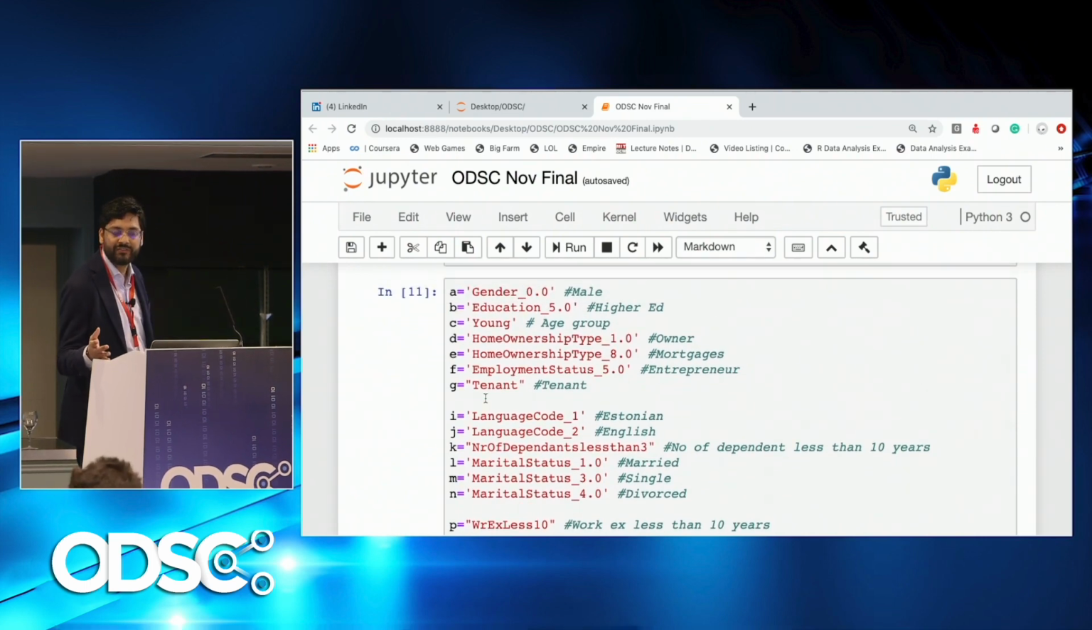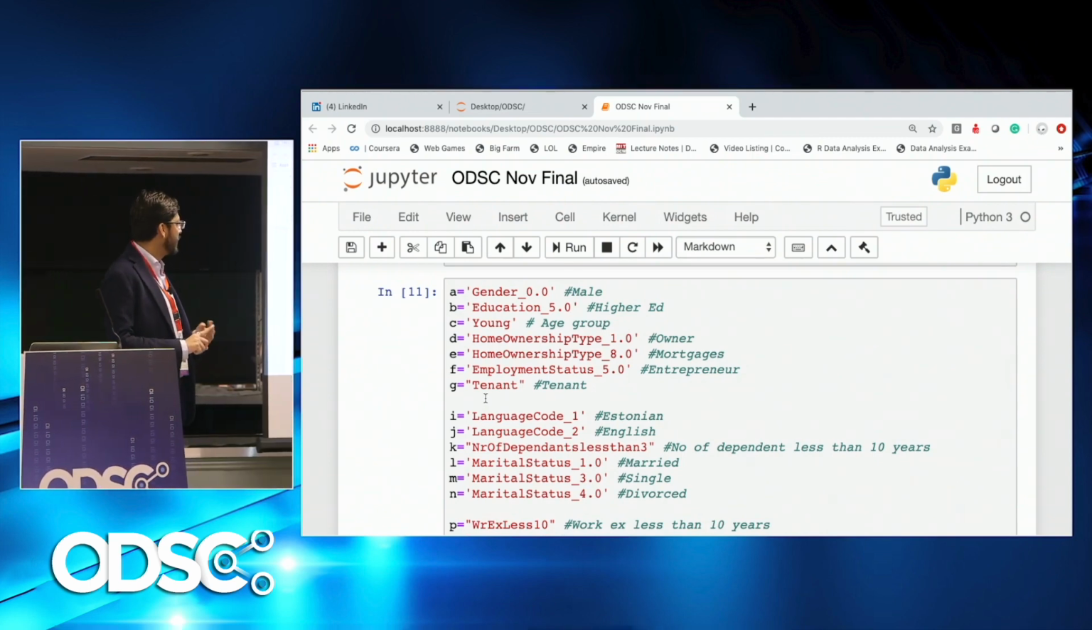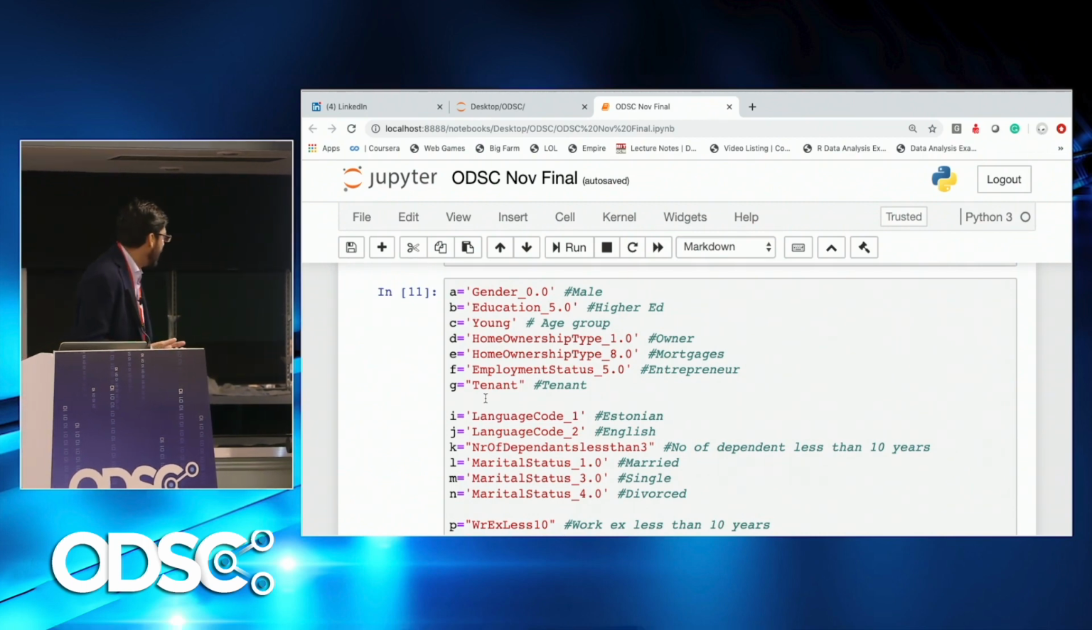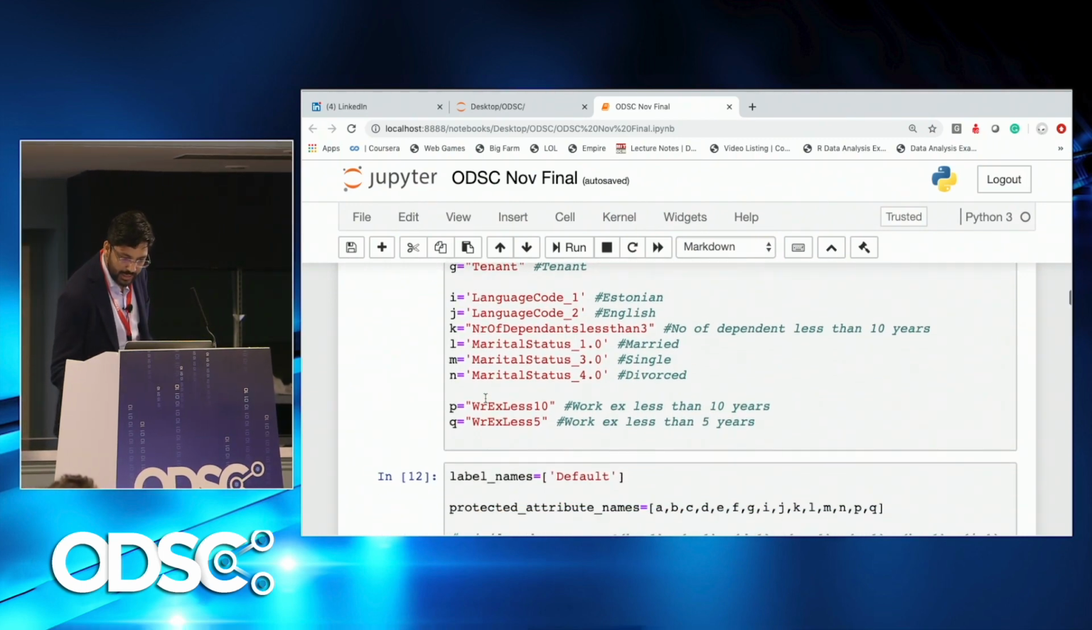capital S, which is my protected features, which are gender, where we will see male versus female, higher education versus non-higher education, young versus old, owner versus not an owner, mortgage versus not a mortgage, entrepreneur versus non-entrepreneur, tenant versus non-tenant, and Estonian versus non-Estonian speaking people, English versus non-English speaking people, number of dependents less than 3 versus not, married versus not, single versus not, divorced versus not, work experience less than 10 years versus otherwise, and work experience less than 5 years versus otherwise.